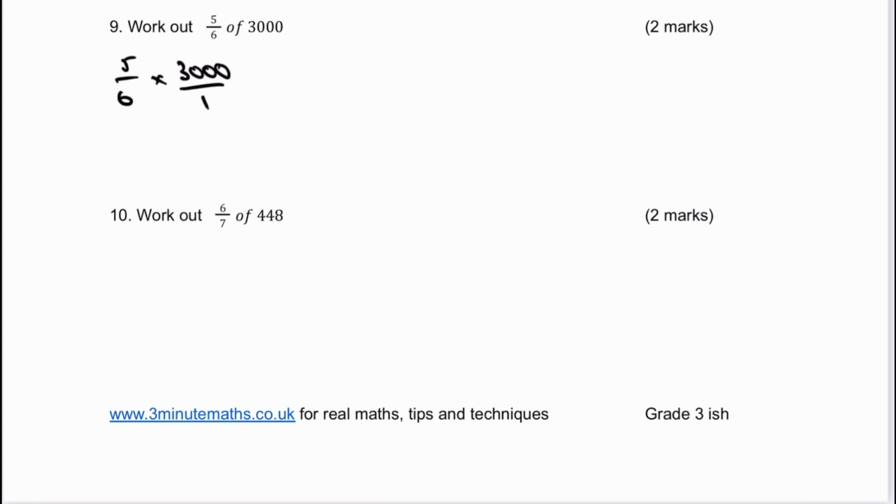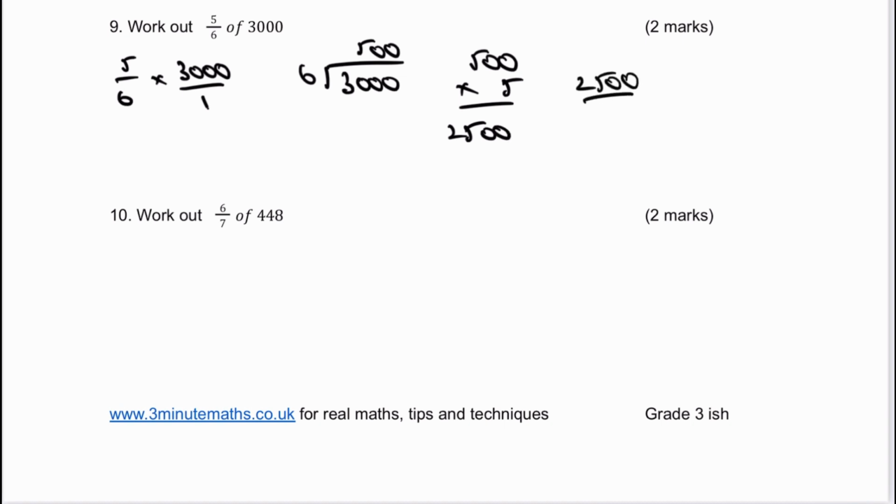So what I'm going to do in this particular case is work out 3,000 divided by 6, which would give me 1/6 of 3,000. Then I'm going to multiply that by 5. So 6 into 3,000, well, that's fairly straightforward. That's going to be 500. Okay, and then I want 5 lots of that, so it's going to be 500 multiplied by 5, which is going to be 2,500, which is the answer to that particular question.